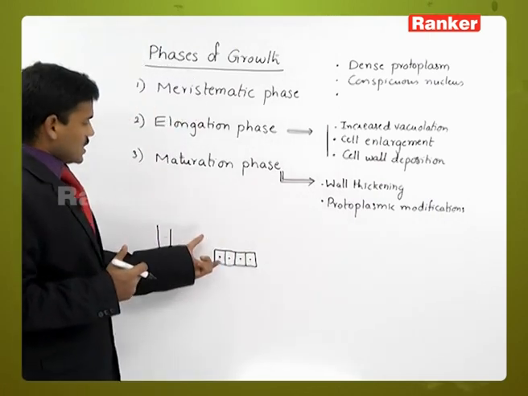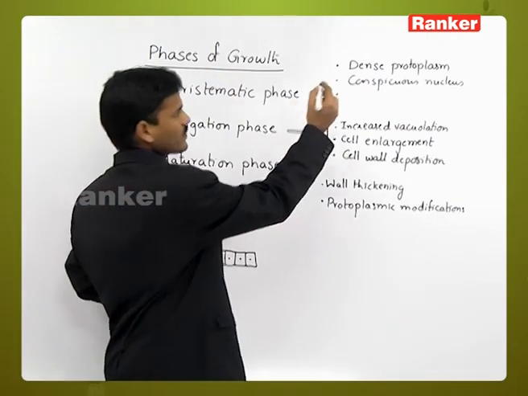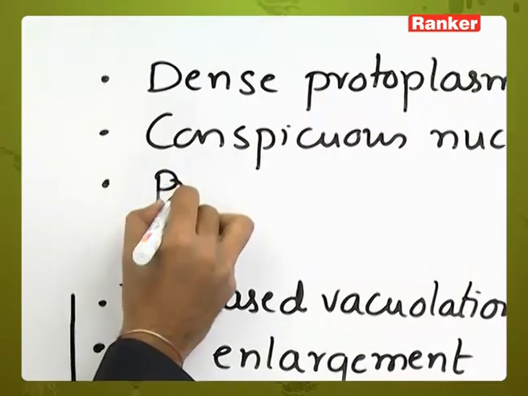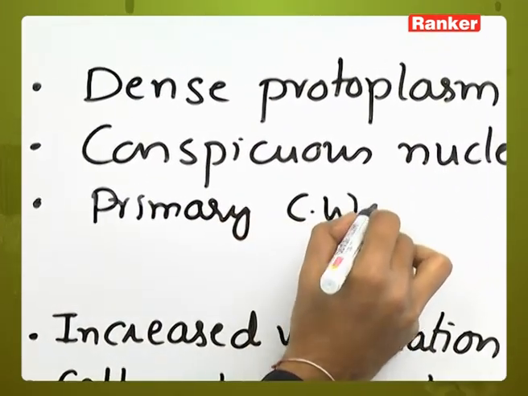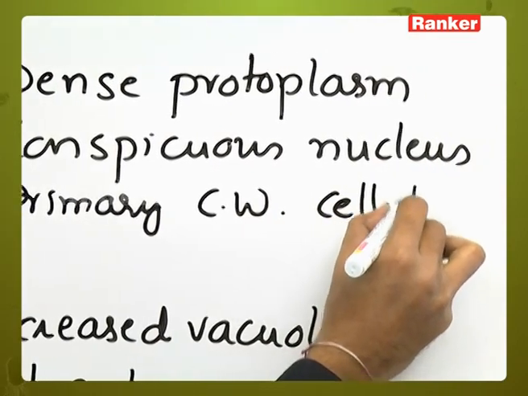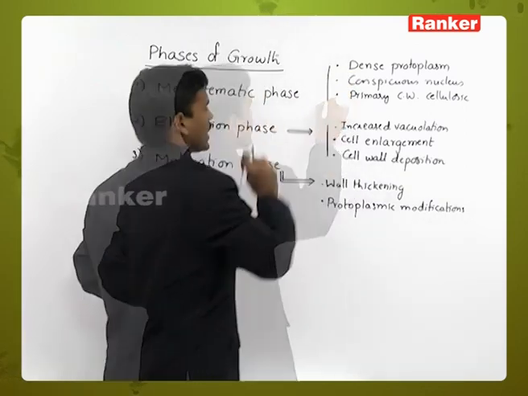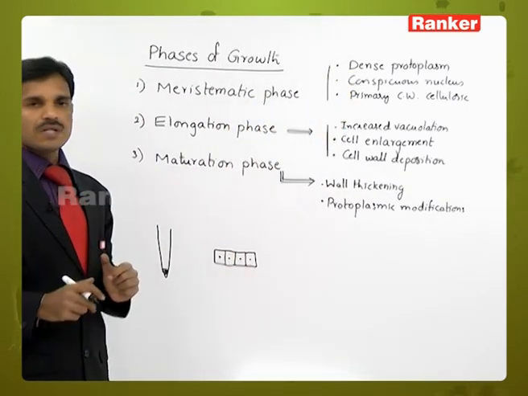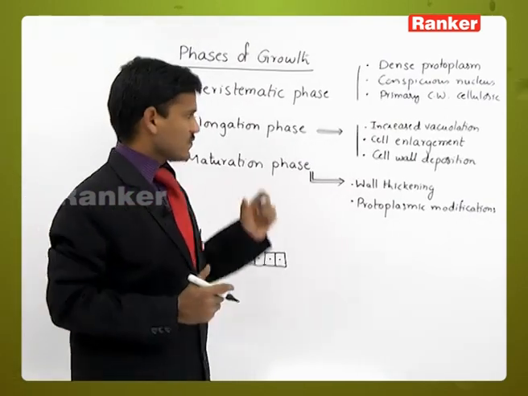The meristematic cells have these characteristic features: dense protoplasm, conspicuous nucleus, and a primary, cellulosic cell wall. These are the characteristic features of meristematic tissue. In the meristematic phase, growth takes place by cell division. So cell division is the first phase.